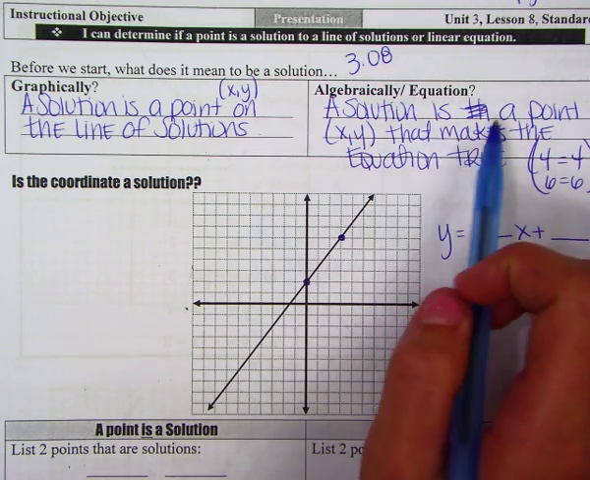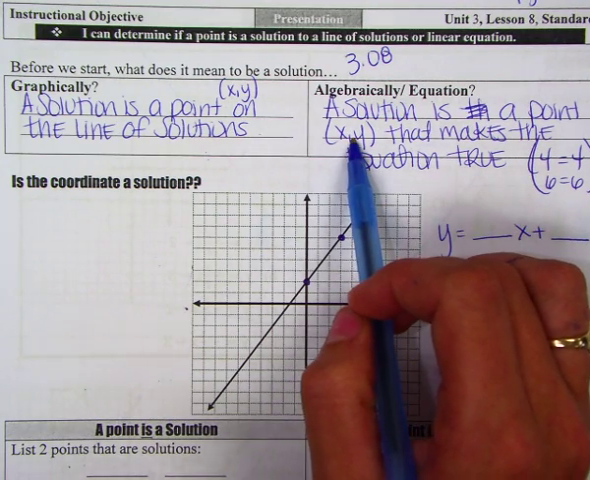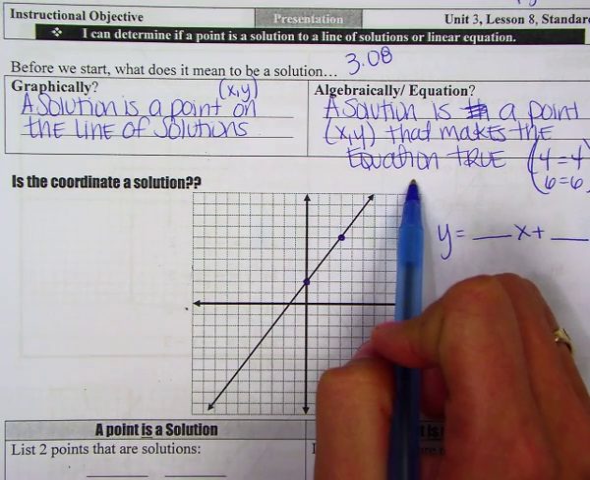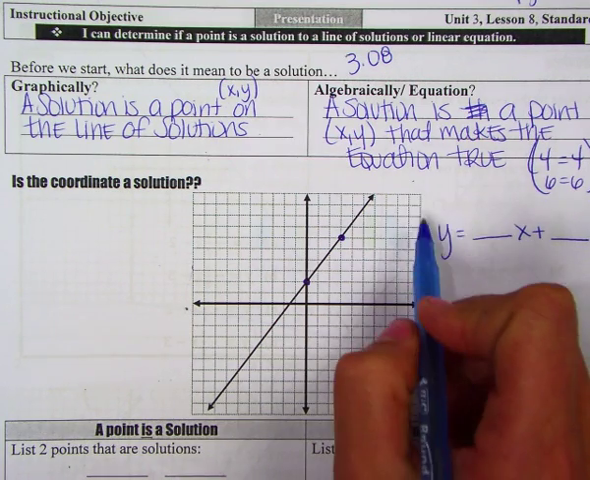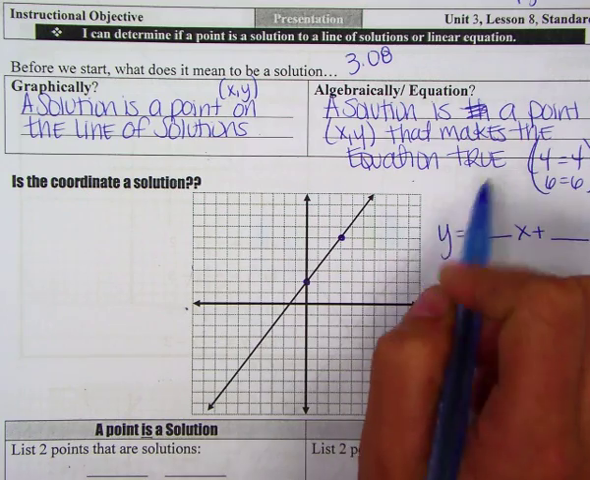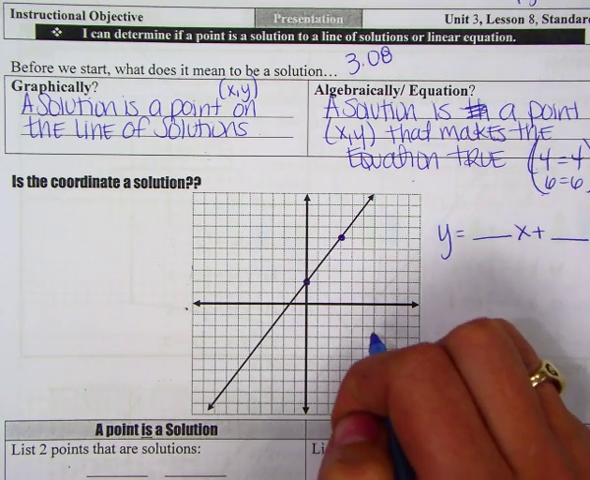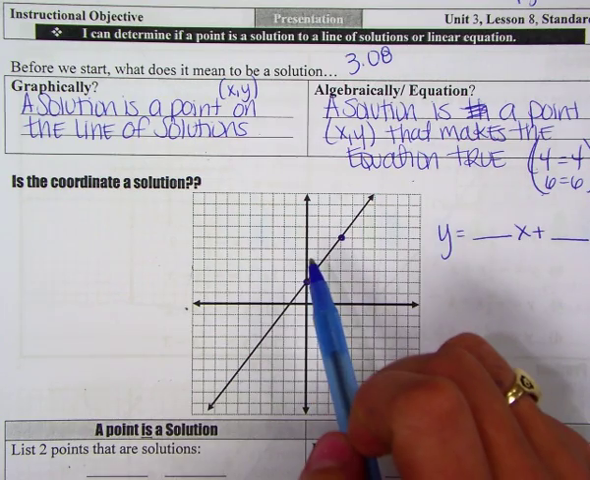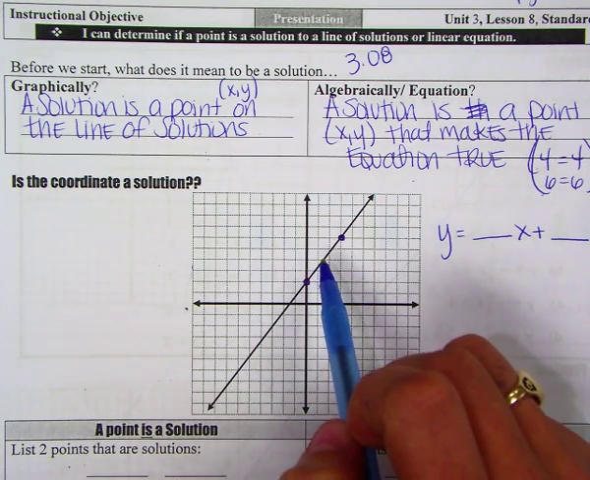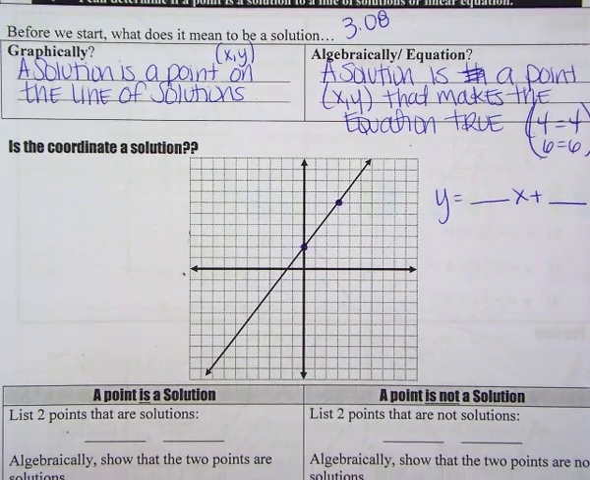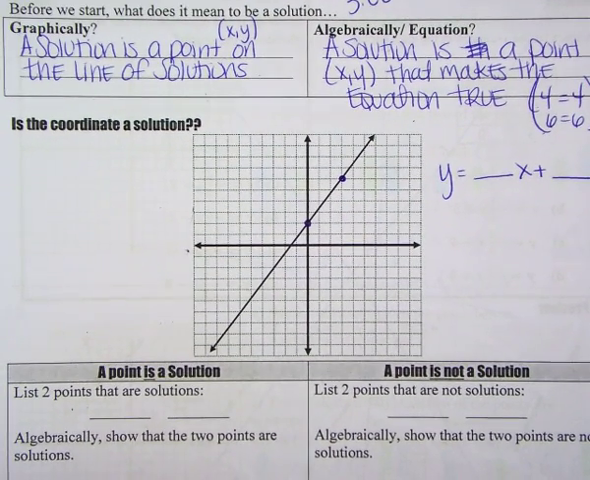Algebraically, a solution is a point, still x comma y, that makes the equation true. When I talk about an equation being true, that means when you substitute it into x and y, you get 4 equals 4 or 6 equals 6. So that's how we know algebraically if it's a solution. Moving forward, the question is: is the coordinate a solution?